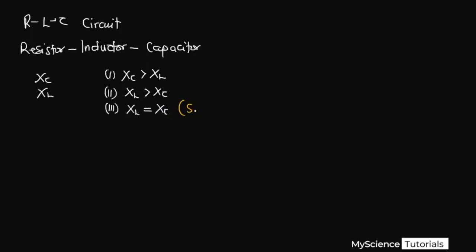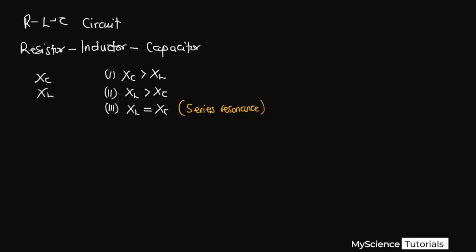So this is where series resonance occurs. At the point where we have an RLC series circuit where the capacitive reactance is equal to the inductive reactance, we said at that point we have what we call series resonance, and the frequency at which these two are equal is what we are calling the resonant frequency.